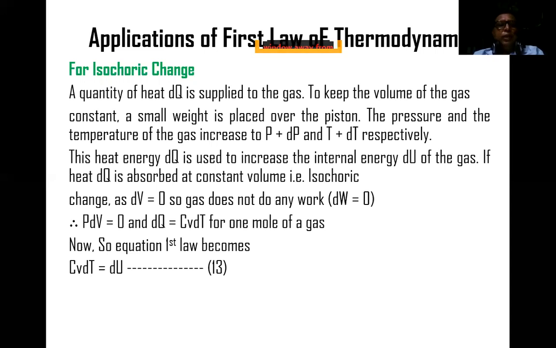If heat dq is absorbed at constant volume, that is an isochoric change, dV is equal to 0, so the gas does not do any work, meaning dW is equal to 0. Therefore PdV is equal to 0 and dQ is equal to Cv dT for 1 mole of the gas. So the first law equation becomes Cv dT is equal to dU, equation number 13.